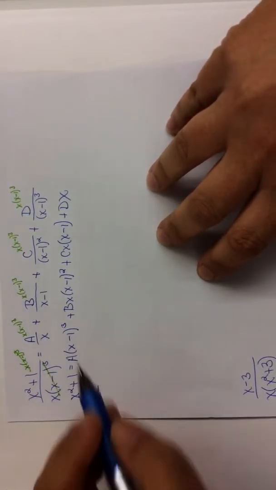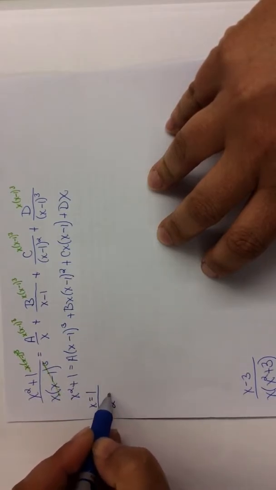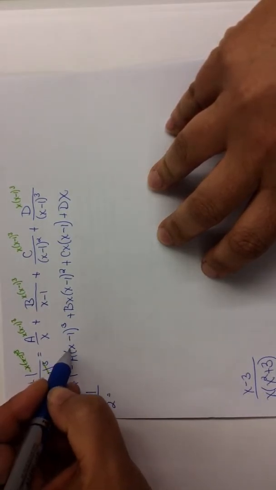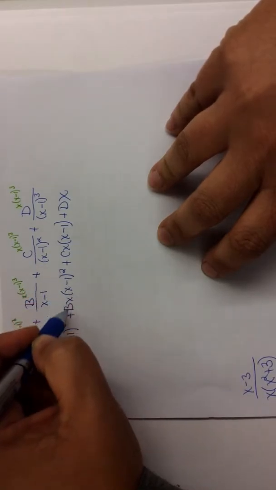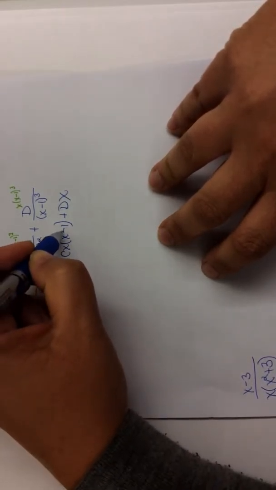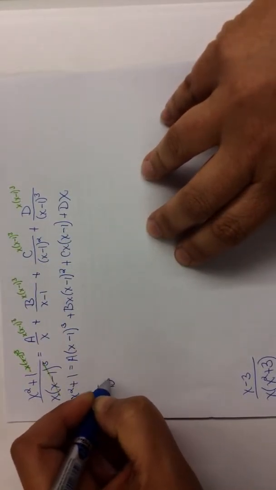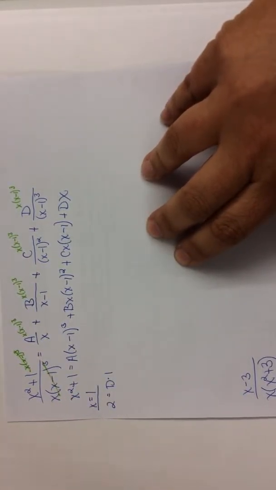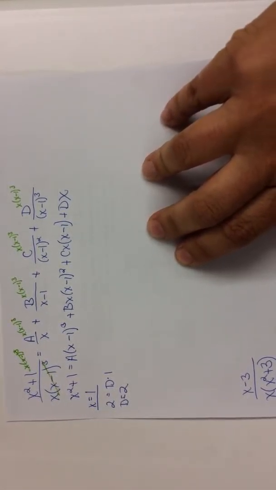So if I plug in a 1 for every single x, I'm going to get 1 squared plus 1, right? And then this is going to go to 0, 1 minus 1. That whole thing goes to 0. 1 minus 1 here times whatever, that goes to 0. 1 minus 1 here, that goes to 0. So all I have left is D, again plugging in a 1. So this is sweet. D equals 2, okay? Well, I still need A, B, and C.